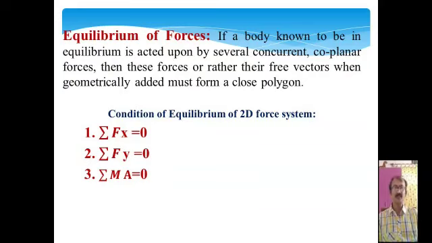Summation of Fx equals 0 means the algebraic summation of all the forces along the x direction equals 0, and the algebraic summation of all the forces along the y direction equals 0. Similarly, the algebraic summation of all the moments with respect to a particular point A equals 0.